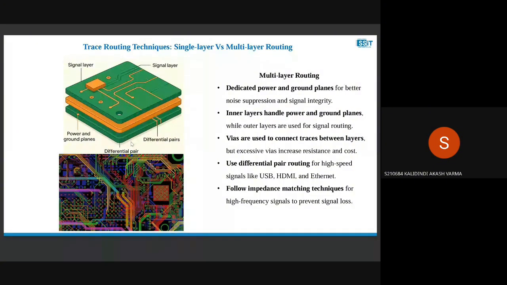There are some technical terms we should follow for multi-layer routing. The first one is to use differential pair routing for higher speed signals like USB, HDMI, and Ethernet. After these 4 points, we will see exactly what a differential pair is and what exactly the wires are. We will see everything in detail.